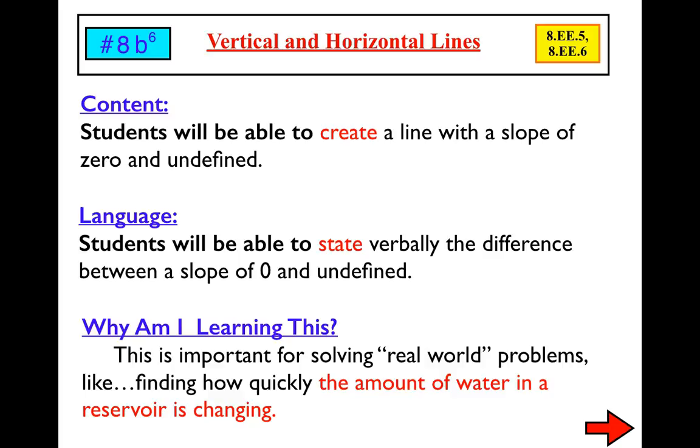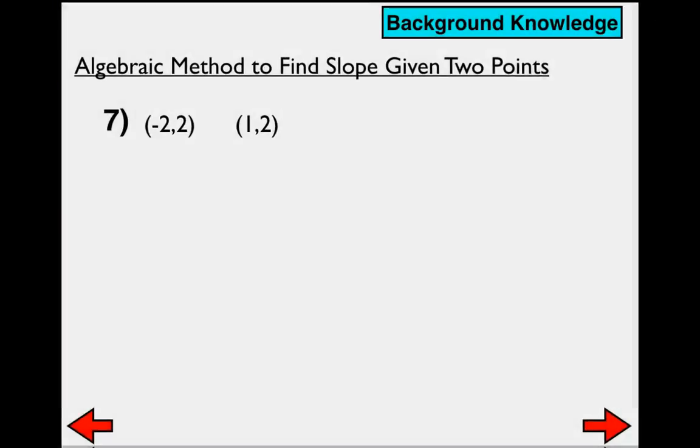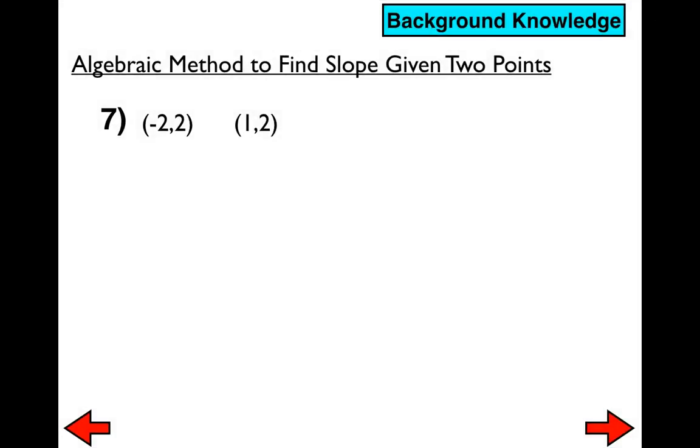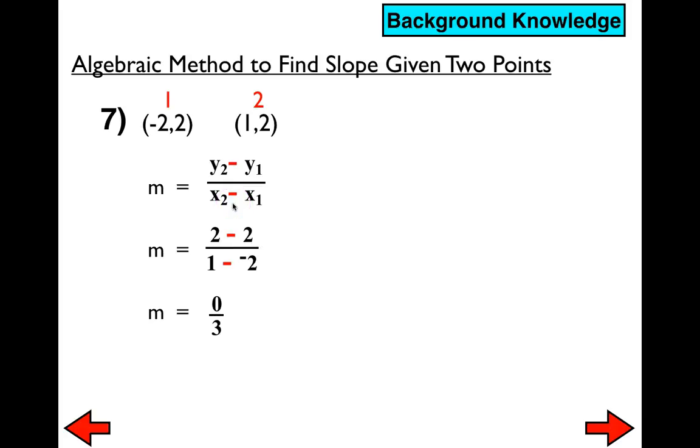Well, it's important for solving real-world problems like finding out how quickly the amount of water in a reservoir is changing. So first, I want to go over some background knowledge. How did we find the slope off of two given ordered points? So what we would do is first plug it into our formula. We always take second minus first and we do vertical change over horizontal change. So in this case, we would get 0 over 3.